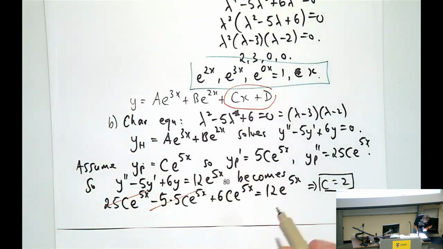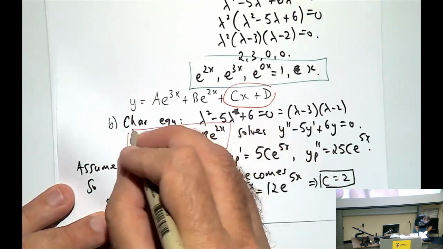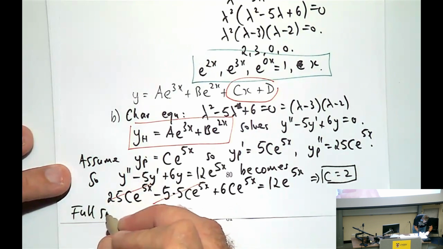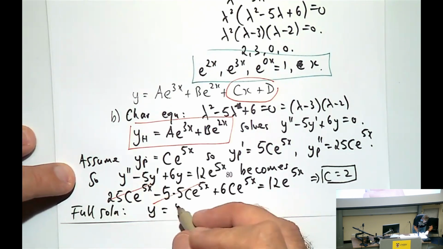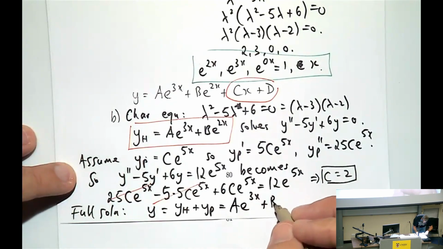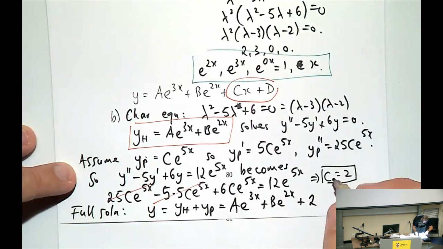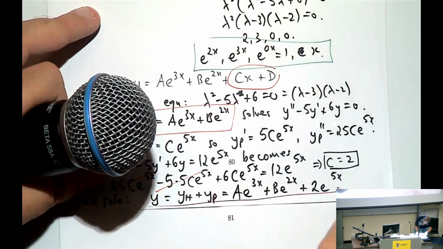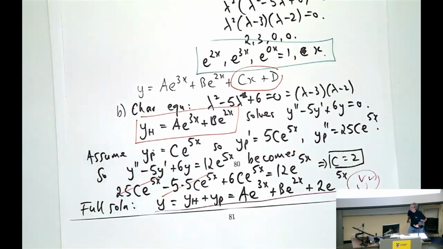So we take our original homogeneous solution and add that to the particular solution with c equals 2.